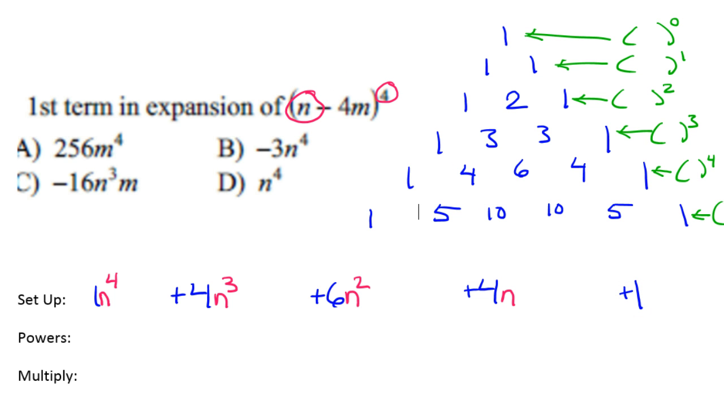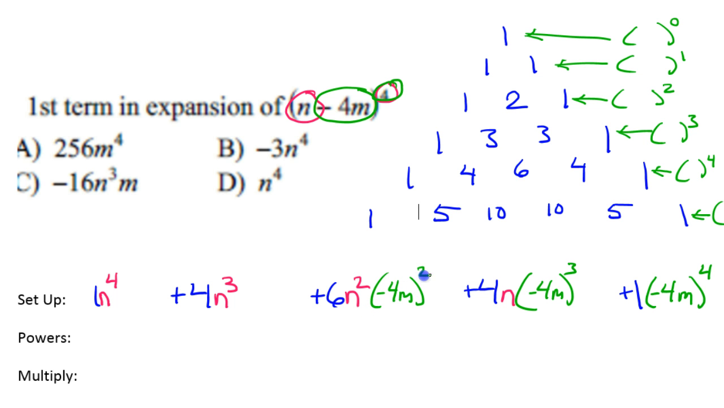Alright, next I'm going to jump over to the second term, which is negative 4m. Still looking at the power of the problem, but this one on the right, I start off on the right with it. So I put negative 4m in parentheses, and I start off to the fourth power. Now we'll do negative 4m to the third power, negative 4m squared, and then negative 4m. And the last one doesn't get any. So that's it for the setup.